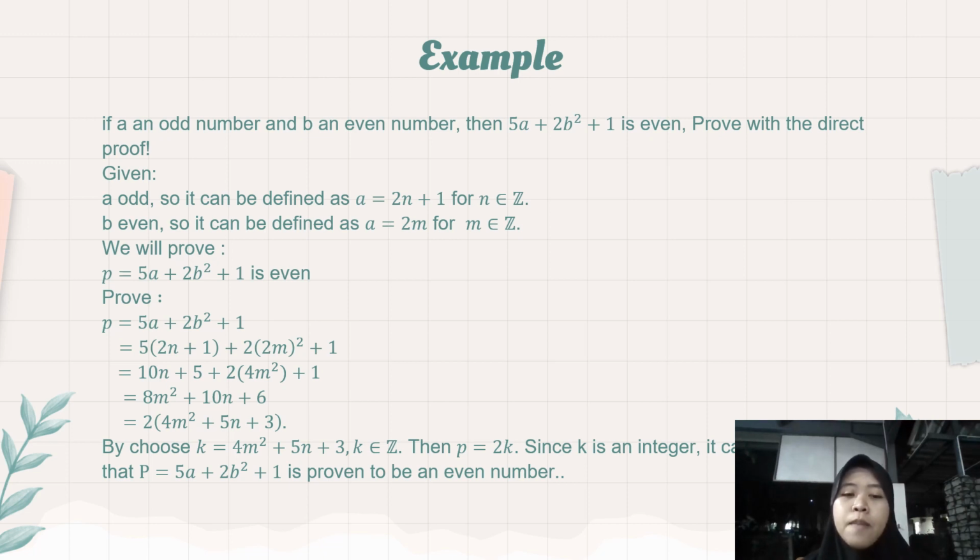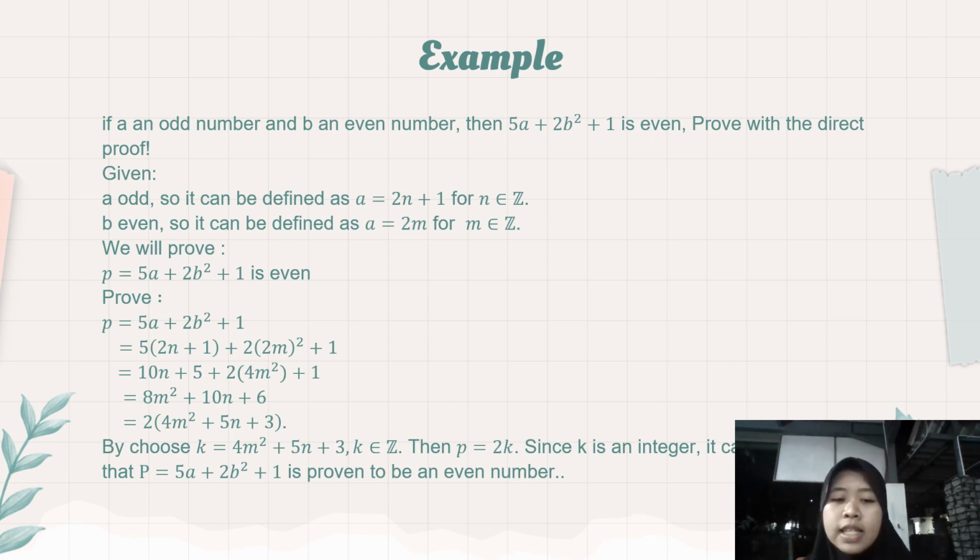From this statement, given A is odd, it can be defined as A equals 2n plus 1 for n an element of the integers. B is even, so it can be defined as B equals 2m for m an element of the integers. So we will prove that P equals (5A + 2B)^2 + 1 is even.